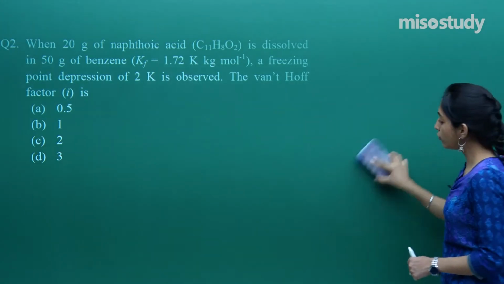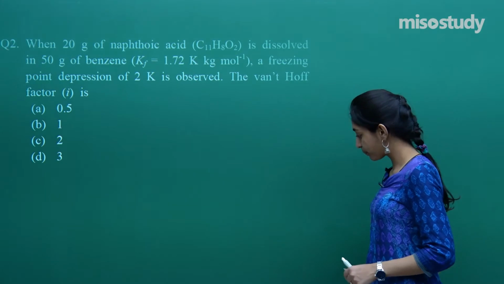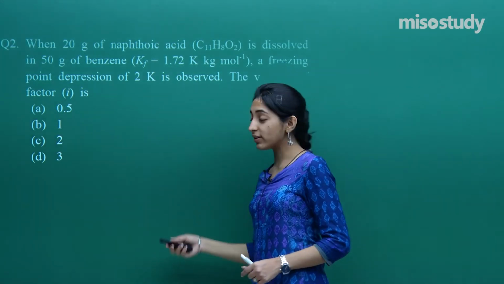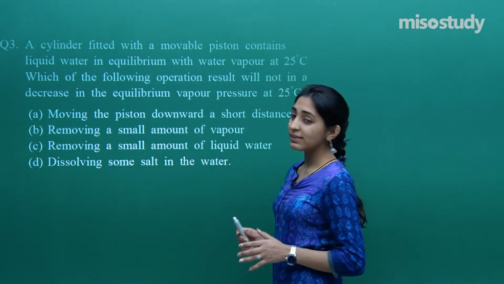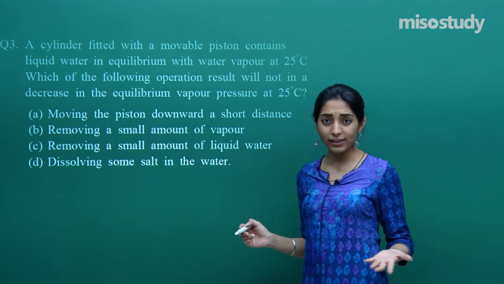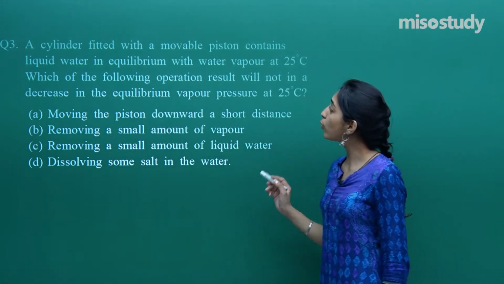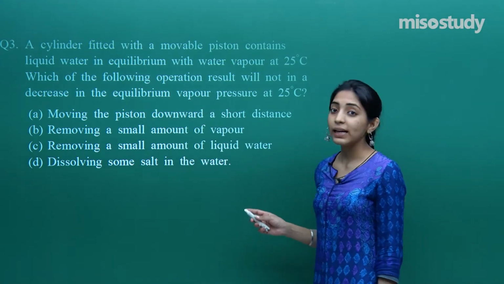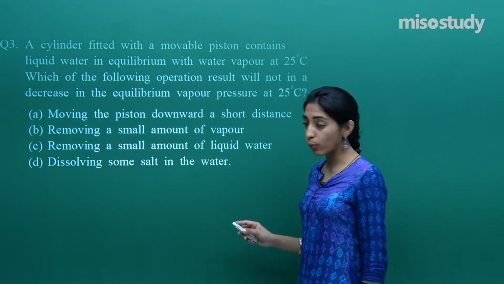Now if I ask you to go for question number 3, let's see what is question number 3. It says that it's a kind of theoretical question, no such calculations are there. A cylinder which is fitted with a movable piston contains liquid water in equilibrium with water vapor.